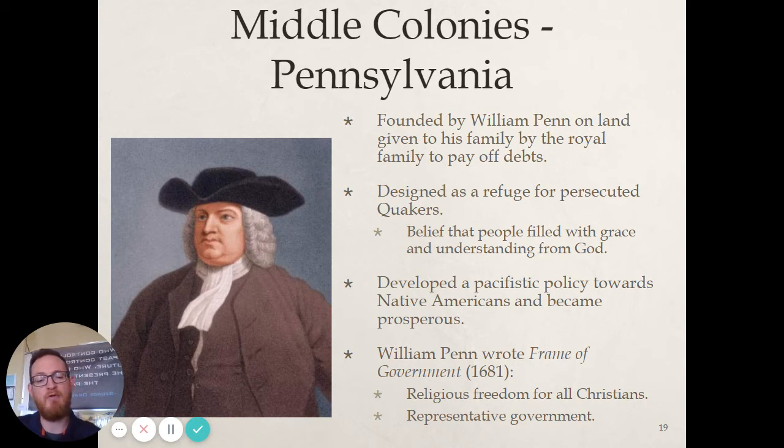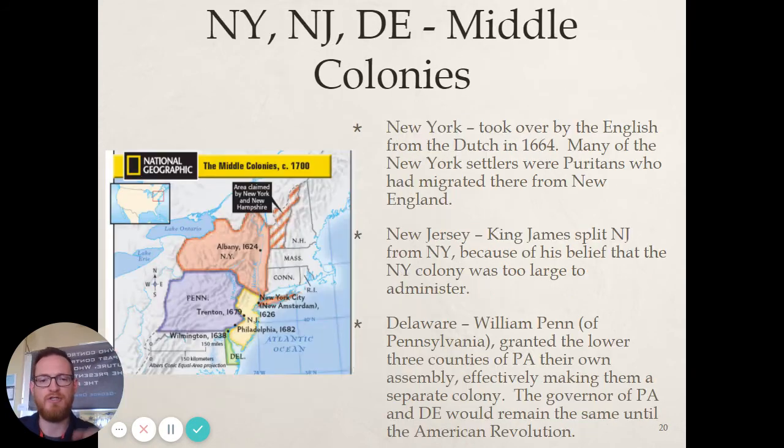And William Penn, he would write Frame of Government in 1681. And in this, he would write about the idea of religious freedom for all Christians and would promote representative government. And you would see within the Pennsylvania colonies that he would give religious freedom for all Christians. So that was seen as a haven for Christians to come there and know that you were not going to be persecuted by the Quakers that were in charge.